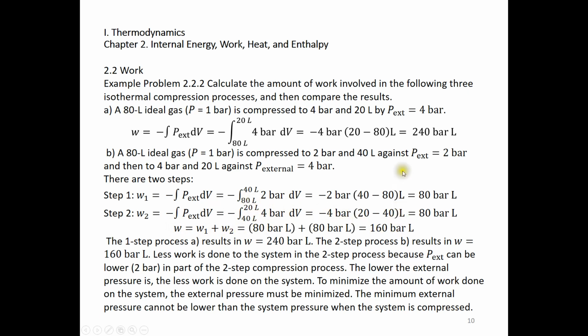So you can see in one step, we have 240 bar liters. In two steps, we have 160 bar liters. It seems that if we increase the number of steps, we get less and less amount of work. So is there a minimum for this compression work?